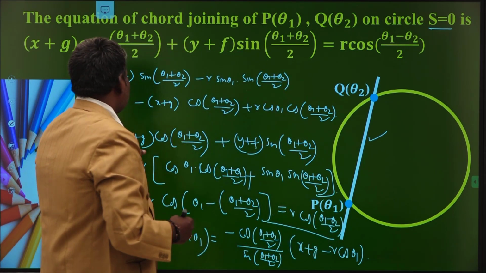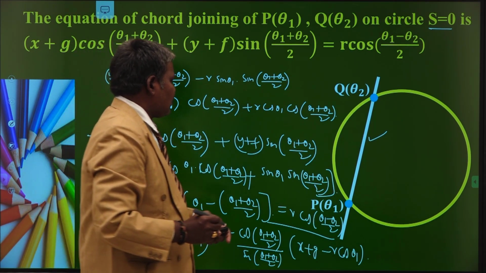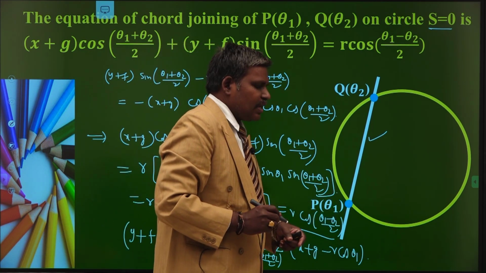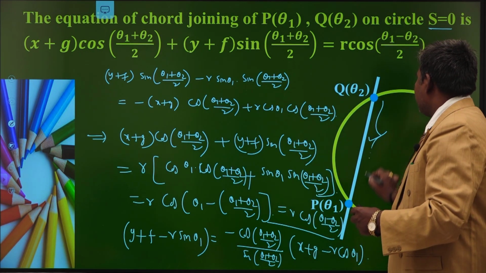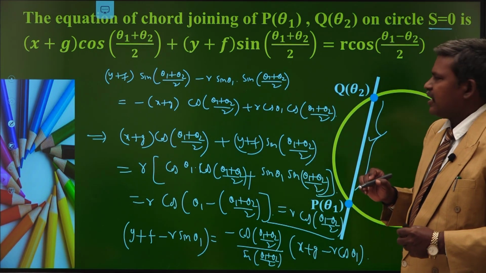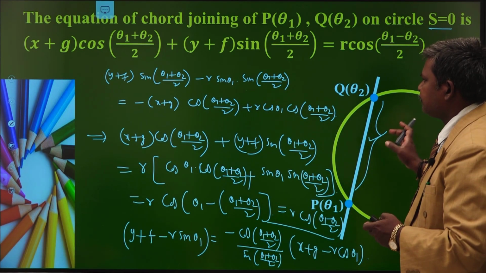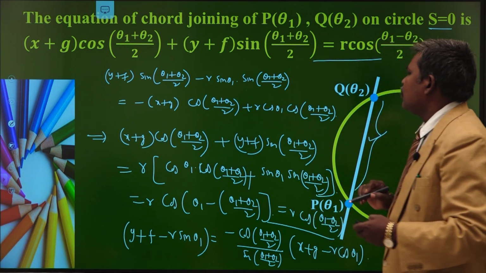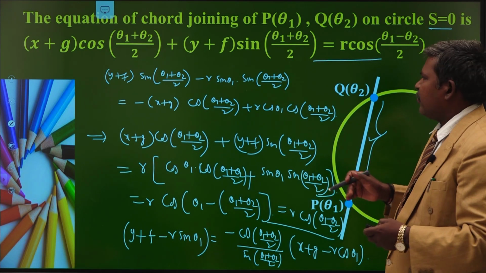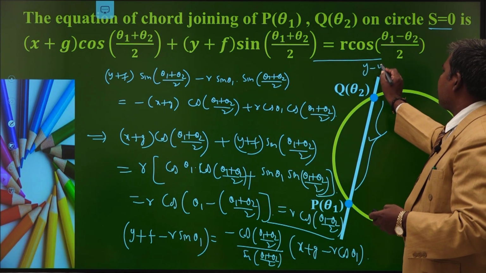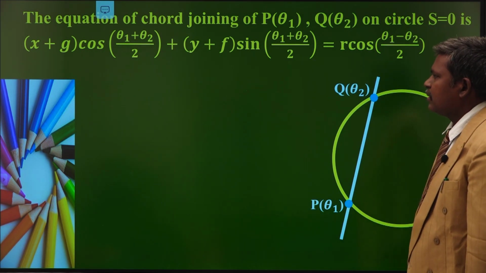Hence proved. So (x + g) cos((θ1+θ2)/2) + (y + f) sin((θ1+θ2)/2) equals r times cos((θ1−θ2)/2). This is the equation of the chord joining the 2 points which are in the parametric form. Here θ1 and θ2 are the parameters. For the chord joining these 2 points, you just find the slope and take any one of the point form: y minus y1 is equal to m into (x minus x1).